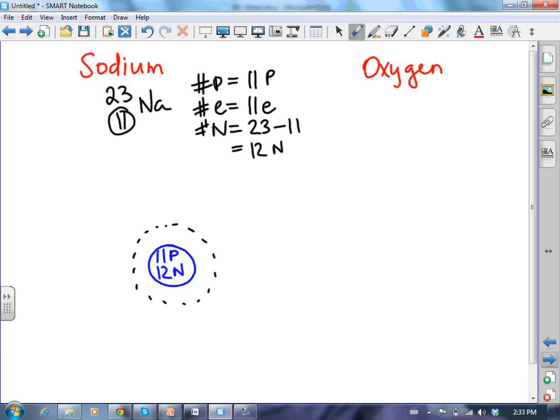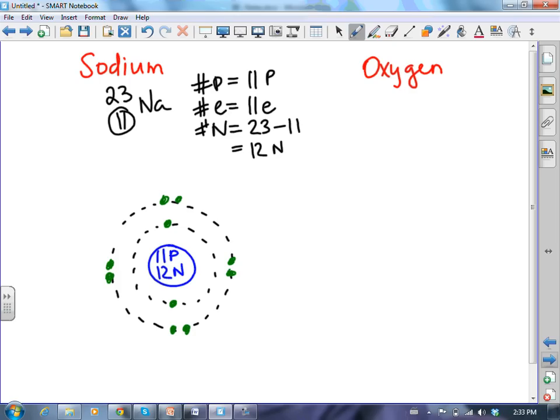I have to fill that one up first, but I know because of the 2-8-8 rule, I can only have 2 electrons in there. So there's the first 2. Now that shell is full, now I can go and start to fill up the second shell. Okay, so there's my second shell. I can put in a maximum of 8. Okay, so I've got 1, 2, 3, 4, 5, 6, 7, and 8.